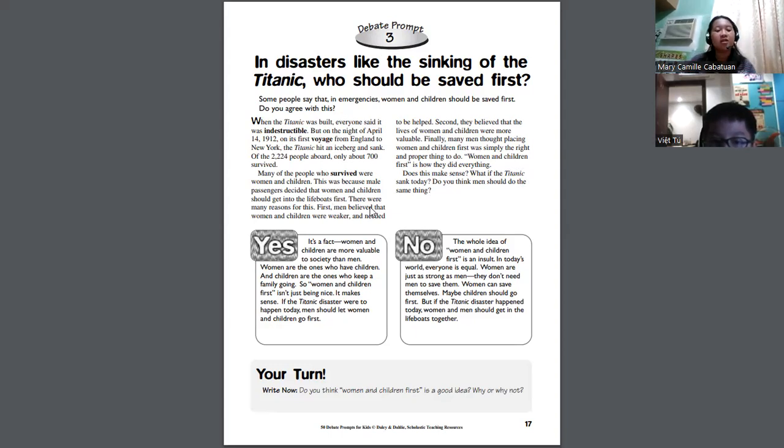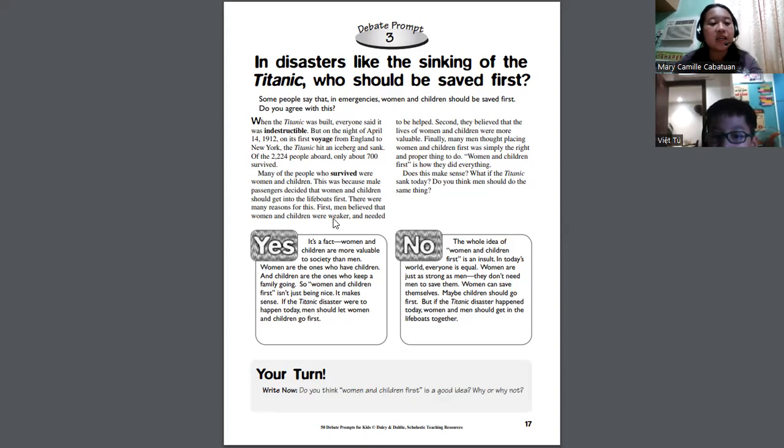So, what do you think, Viet? Do you think that women and children were weaker and they needed help? I think that women and children are weaker, but we are all people. Yes. For me, it is also that men are stronger than women, so they should save the women and children first, right? Right, Viet?